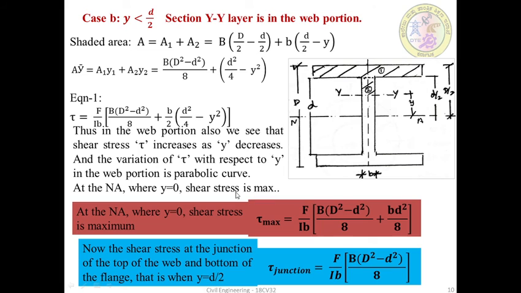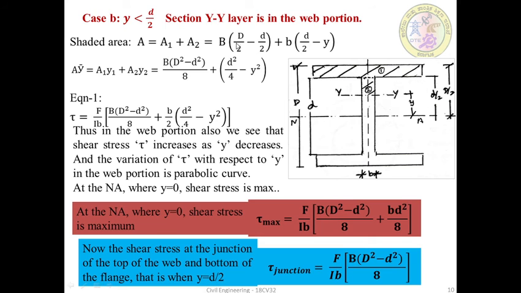Now coming to the second case, the layer y is less than d by 2, which means the section yy is lying in the web portion. Small d is the depth of the web, and d by 2 is the half portion at the central distance. So section yy layer is in the web portion. The meaning of y less than d by 2 is that the sectional layer yy is in the web portion. Now the shaded area capital A is equal to A1 plus A2.